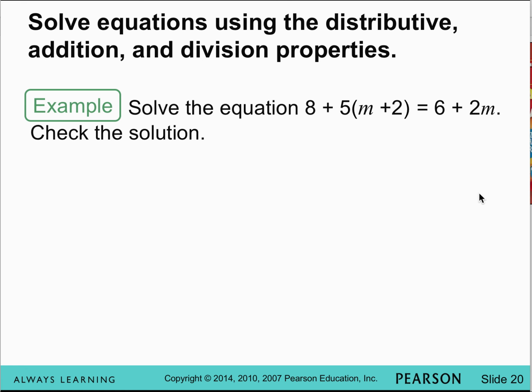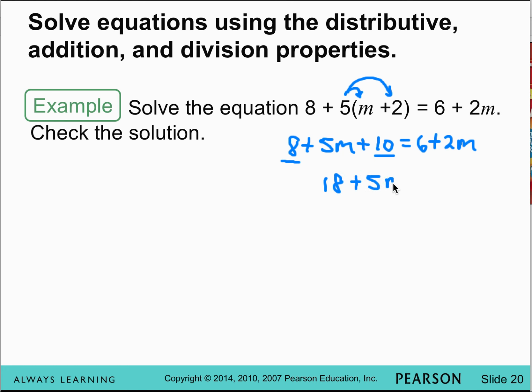There's no fractions, so get rid of parentheses first. Everything else stays the same. We have 8 plus 5 times m plus 5 times 2 is 10 equals 6 plus 2m. After you get rid of parentheses, see if there's any more simplifying you can do on each side. And I notice that I have 2 constants on this side, so I can combine those. 18 plus 5m equals 6 plus 2m. Those are not alike. I can't combine those.